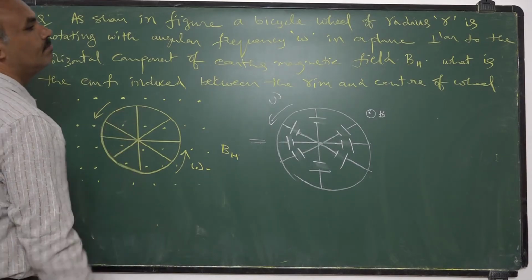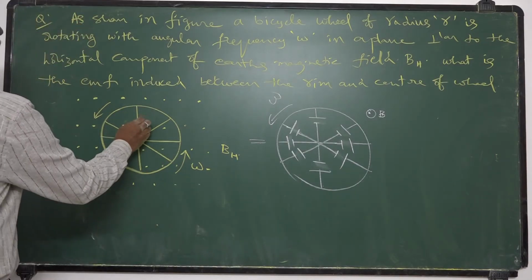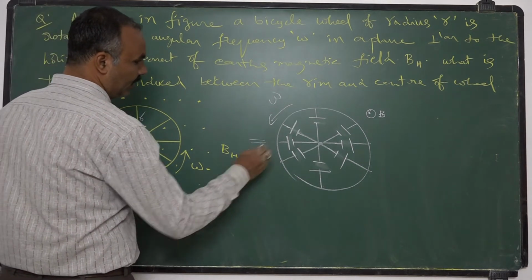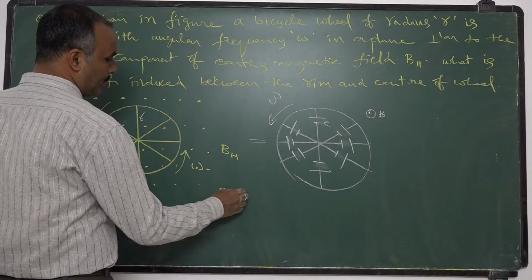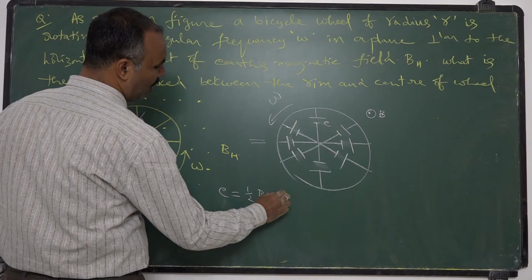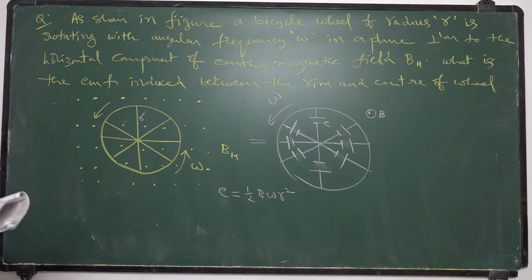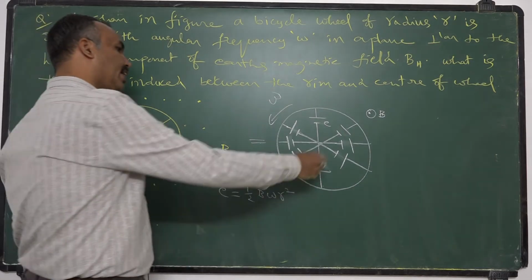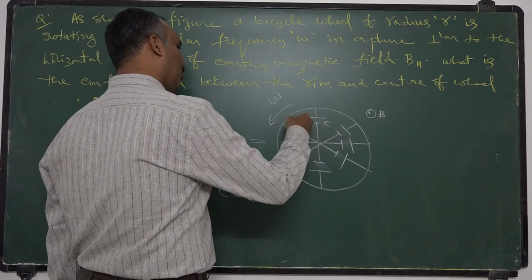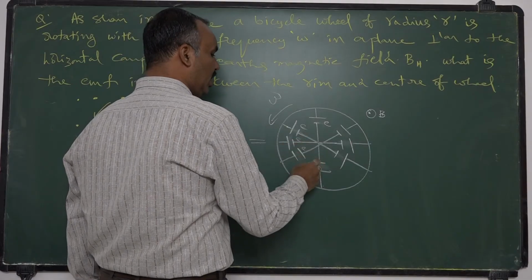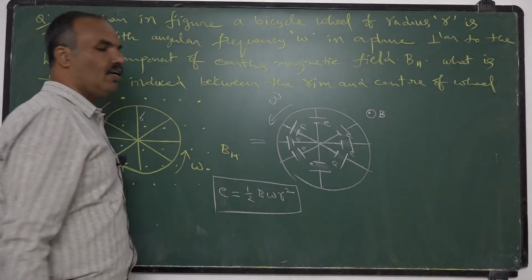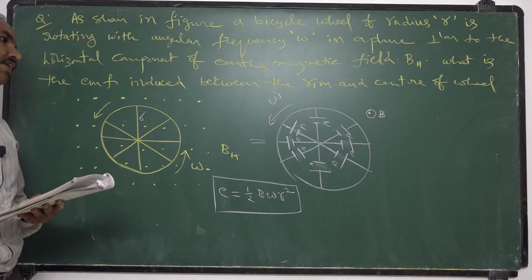If you consider the radius of the wheel as R, the EMF developed across a single spoke is given by half B omega R square. It itself will be the effective EMF for the entire combination of spokes. Since all are connected in parallel combination, effective EMF is the maximum EMF of the individual spokes which were connected parallel to each other. So E is given by half B omega R square.